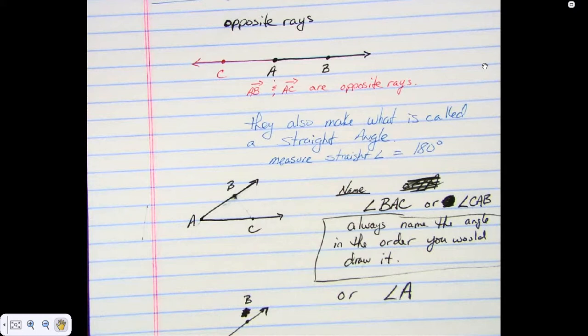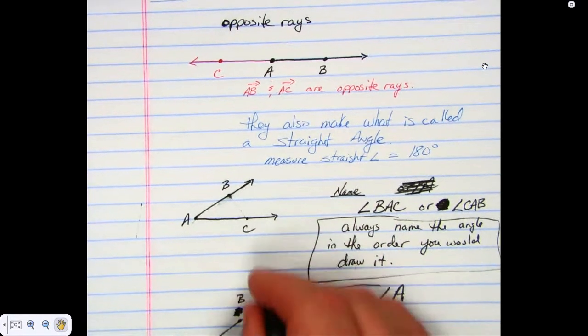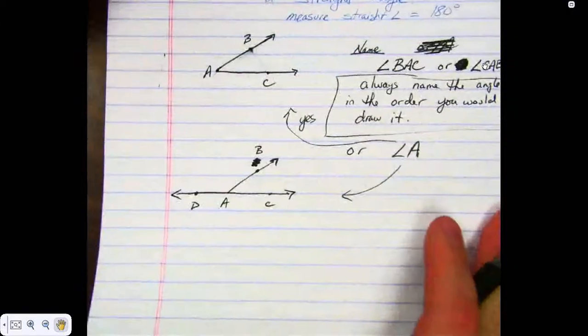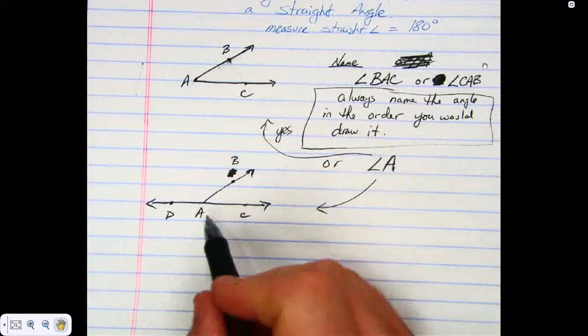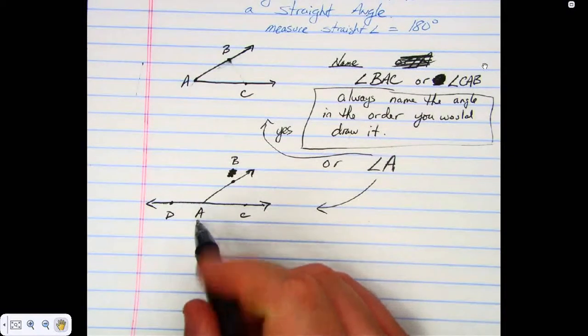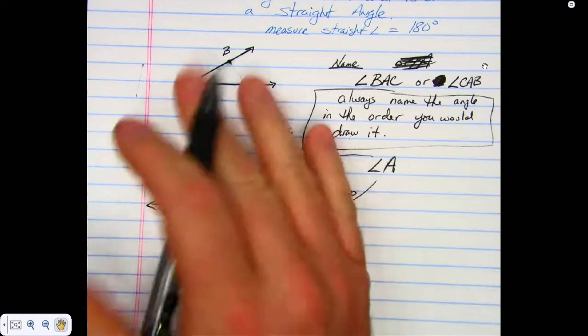Now, however, if I said angle A down here, would that work down here? Can you move it up a little? Sorry. Of course, it would help if you could see it, right? No, because there are two angles. Would I know which angle you were talking about if I said angle A here? No. So you couldn't say that here, but up here, yes, you could, because there wouldn't be any confusion.